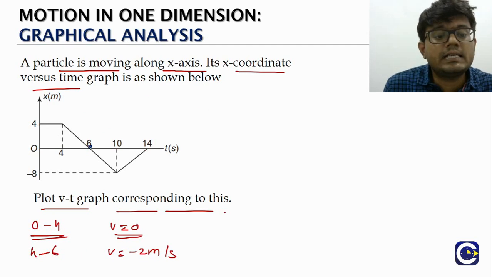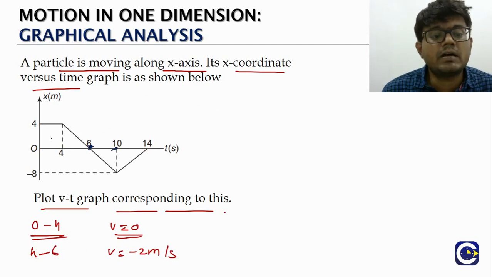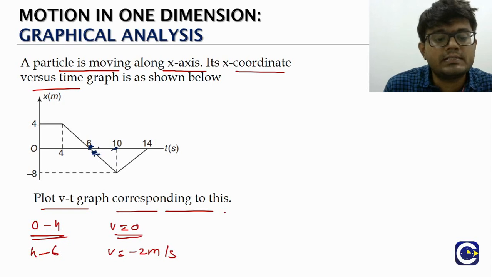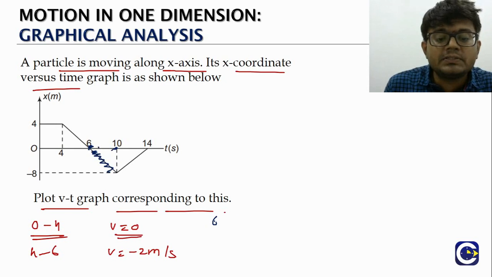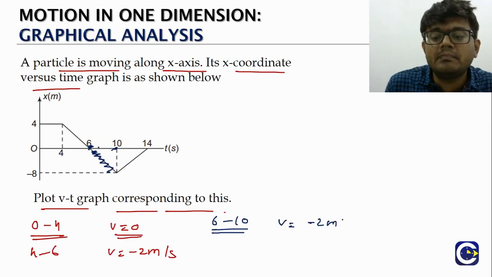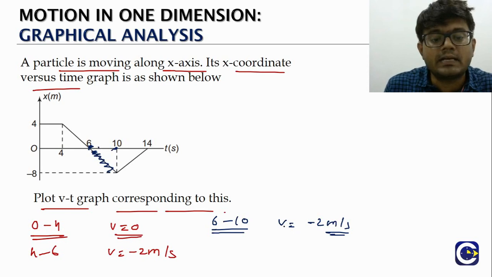From 6 to 10. So we covered 0 to 4, then 4 to 6 is over, now 6 to 10. Look at this. This is continuing in the same straight line, right? Means 6 to 10 also the velocity will be the same, minus 2 meter per second, that will not change.